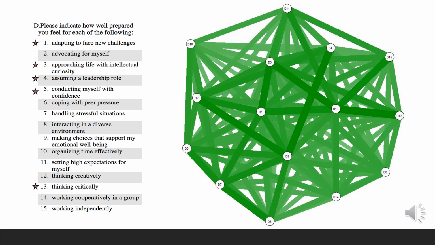This is a map of correlations for section D in the survey on self-appraised ratings of preparedness across a series of 15 skill measures. As you can see by the thickness and proximity of these lines, the series of 15 is tight as a network of measures. 5 measures appear in a cluster at the center of this map, worthy of mention. Adapting to face new challenges, approaching life with intellectual curiosity, assuming a leadership role, conducting myself with confidence, and thinking critically.